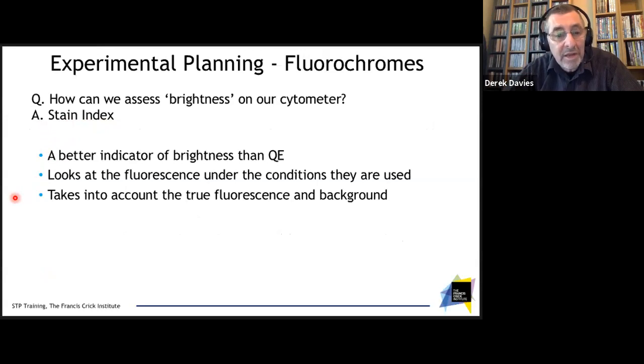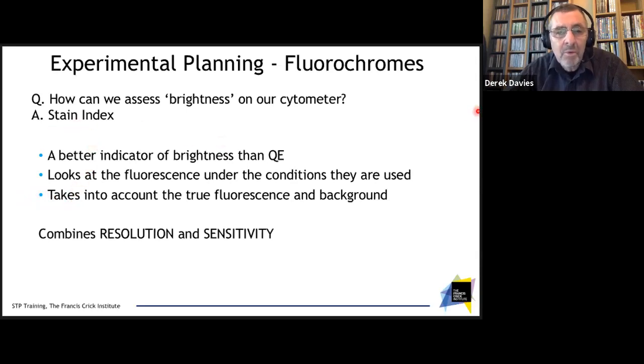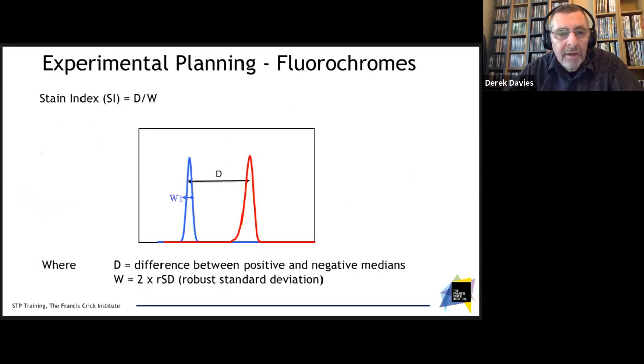So exciting them with the laser that we have on the cytometer, collecting them through the optical filter that we have on our flow cytometer, and also taking into account the background autofluorescence. So this is going to combine those two things, resolution and sensitivity. So how do we derive this stain index? It's actually fairly simple. I take a fluorochrome-labeled antibody, and in this cartoon I can immediately see that I've got a positive population and a negative population.